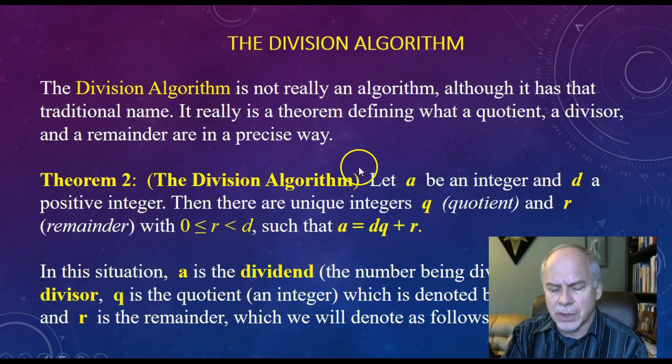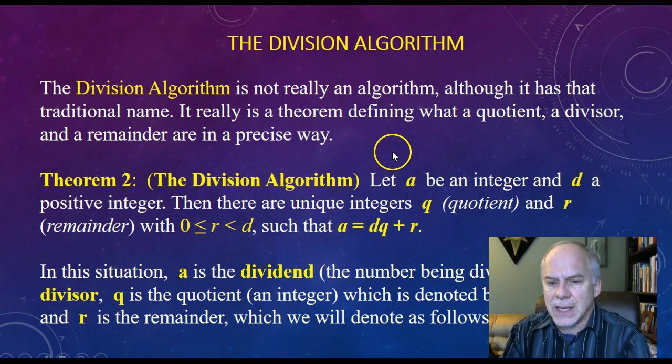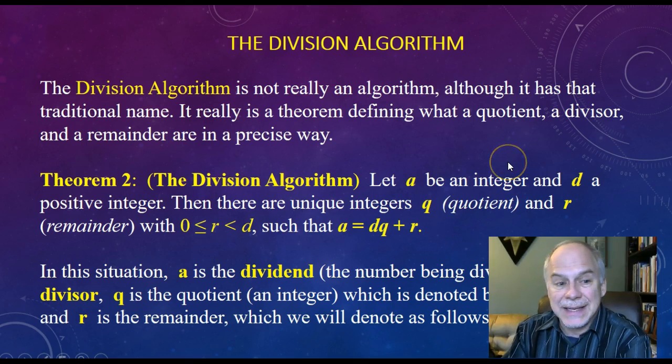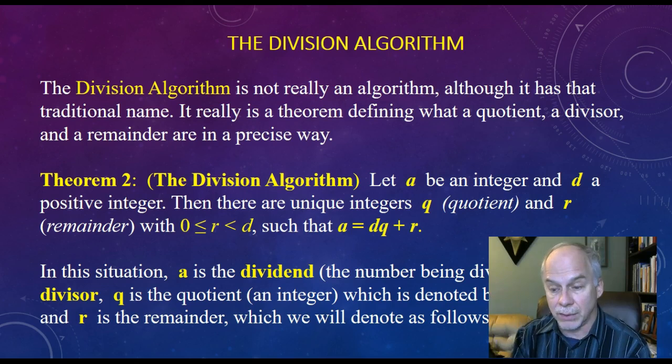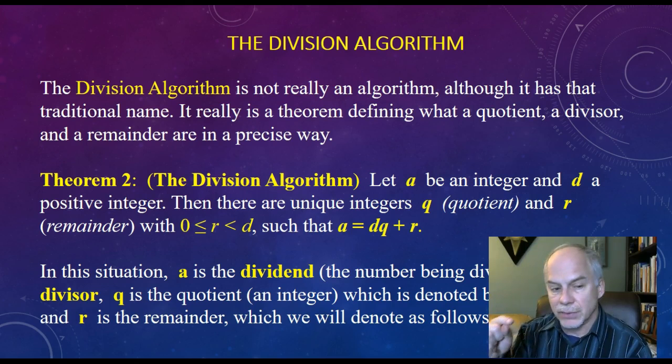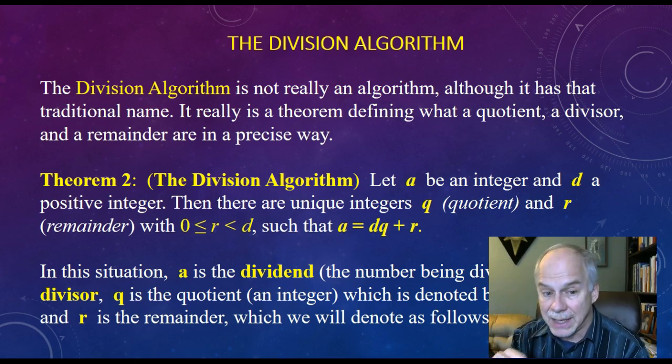So Theorem 2 is called the division algorithm, and this is what it says. Let a be an integer and d a positive integer. So d is the divisor, the thing you're dividing by, and it has to be positive in this algorithm. Okay? Let a be some integer. That could be positive or negative. So that's what we're dividing into. d is the positive integer that we're dividing by.